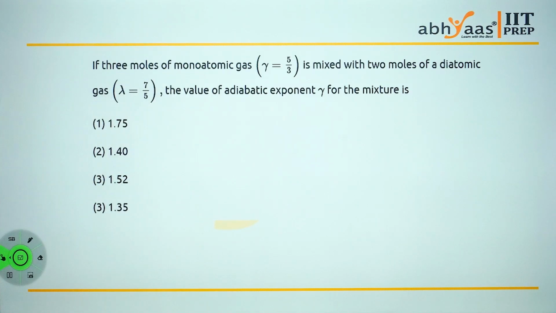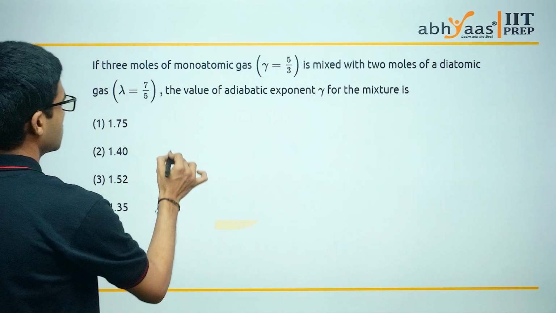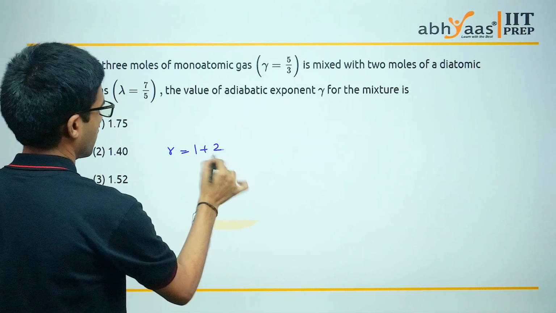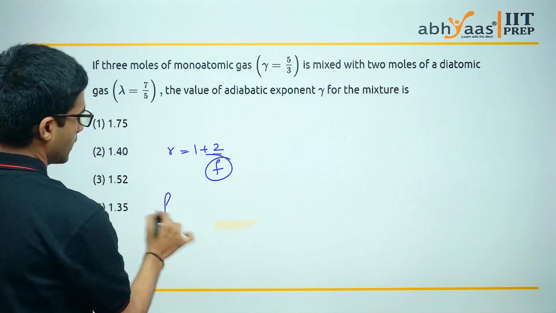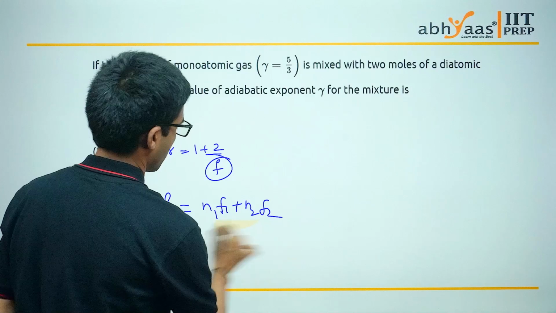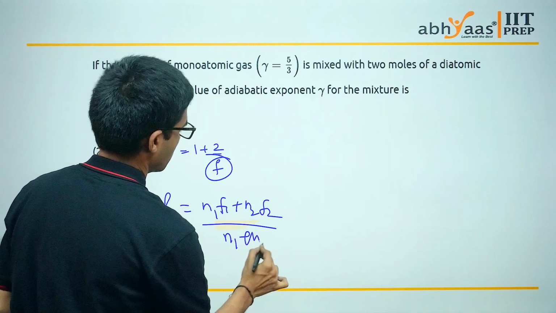Next question: if 3 moles of monoatomic gas is mixed with 2 moles of diatomic gas, find the value of the adiabatic exponent. We have already done this one. Gamma is equal to 1 plus 2 by F, so F you need to calculate. F is equal to N1 F1 plus N2 F2 by N1 plus N2.